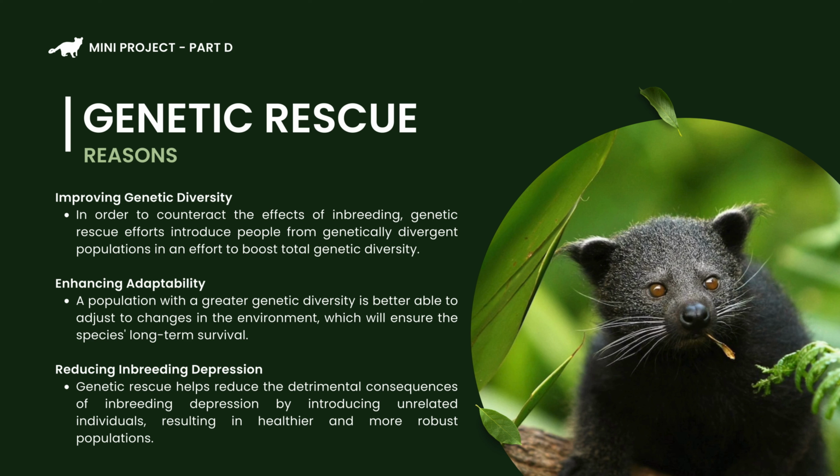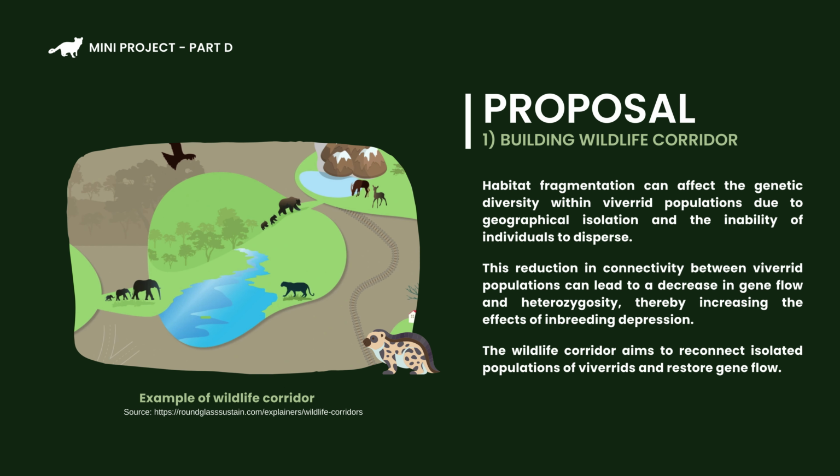Genetic rescue also helps reduce the detrimental consequences of inbreeding depression by introducing unrelated individuals. Inbreeding or outbreeding depression is defined as a decrease in the fitness of offspring resulting from the crossing of close relatives or outcrosses between genetically differentiated populations. So the first proposal to avoid the inbreeding or outbreeding depression in viverrid populations involved the building of a wildlife corridor.